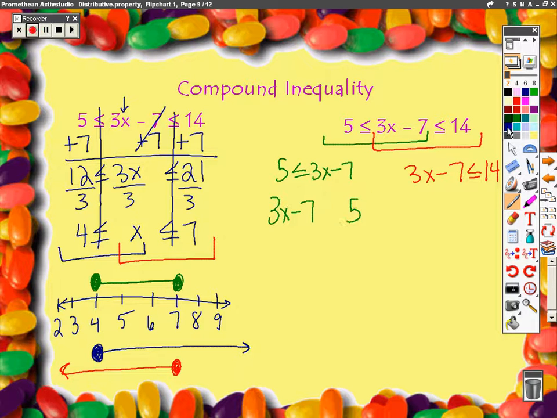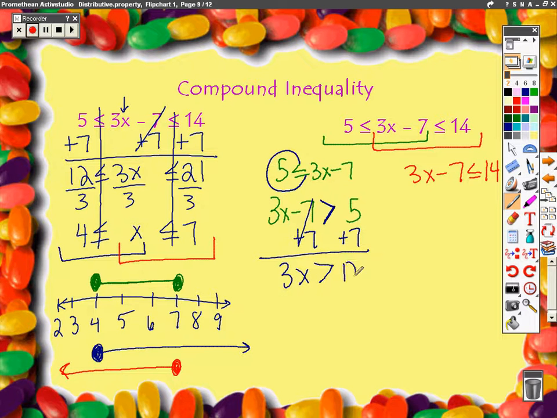But do you see how this inequality is kind of like eating the 3x minus 7? It has to do the same thing on the other side. Whatever it's pointing at, it always has to point at, okay? So keep that in mind when you change them. If you change the position, change the sign with it. I'm going to add 7 and I'm going to add 7. 3x is greater than or equal to 12. Divide by 3 and divide by 3. X is greater than or equal to 4.